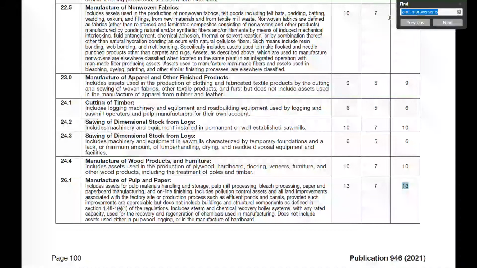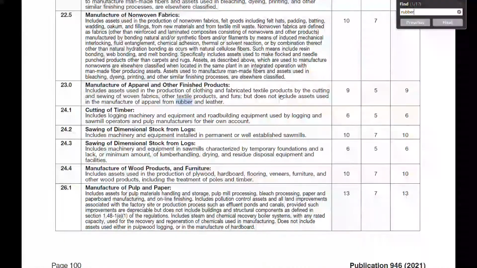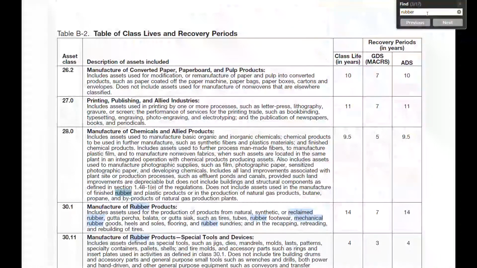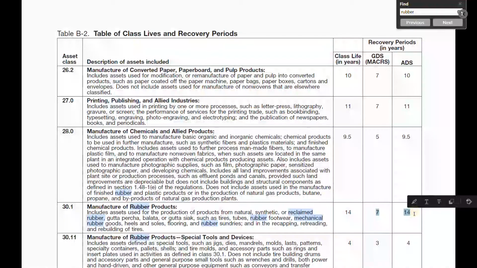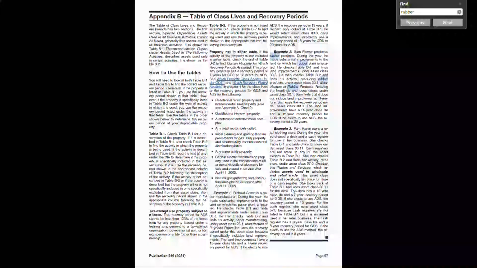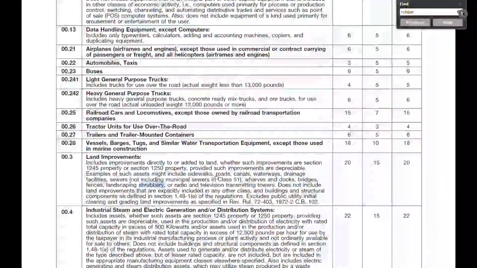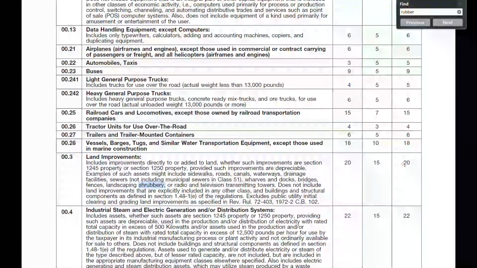Now I will search rubber manufacturing and see if land improvement is listed under there. Here is the rubber 30.1. You will see that there is nothing listed under land improvement under rubber manufacturing. So you cannot depreciate that activity under this activity category 30.1. If you are doing rubber manufacturing and did some improvement on land, then since land improvement is not listed under the activity, you have to go back to that original general category table, which is table B1, and use that land improvement GDS recovery time of 15 years and ADS recovery time of 20 years.